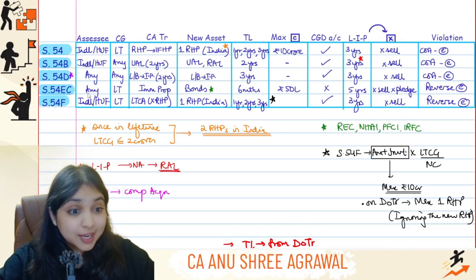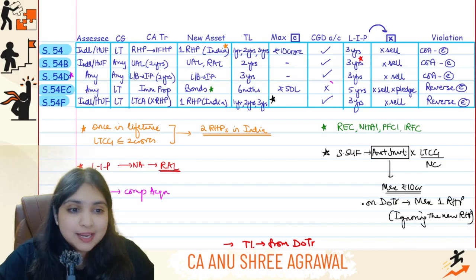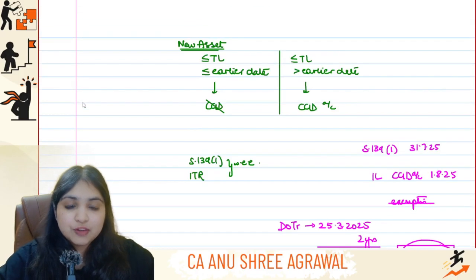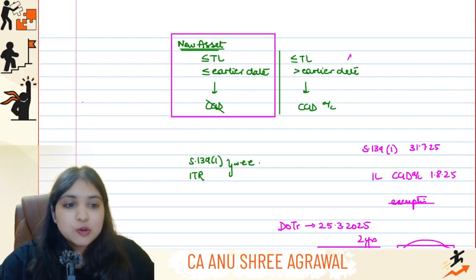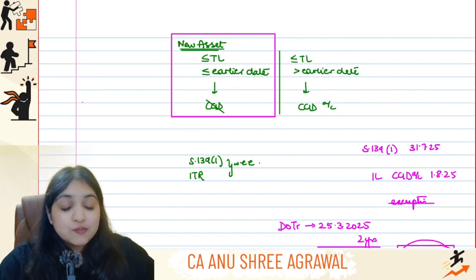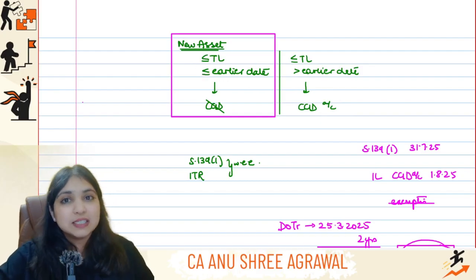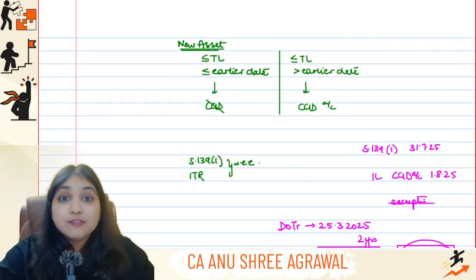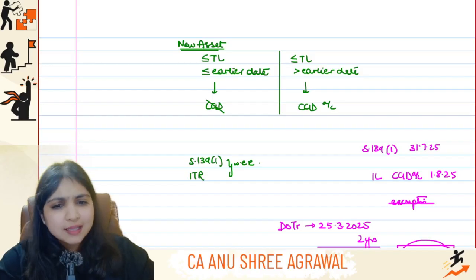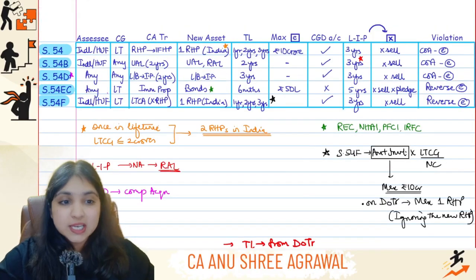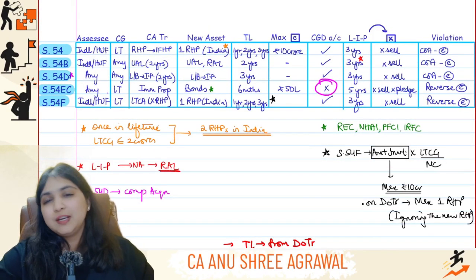But don't forget, the CGD concept will not apply in 54EC, which means in section 54EC, only this option you have. You don't have the CGD concept. So in section 54EC, you should buy the new asset not only within the time limit, you must also buy within the earlier date. But remember, this unique point is only for section 54EC. In all the other exemption sections, the CGD concept will apply. Only in 54EC it will not apply.